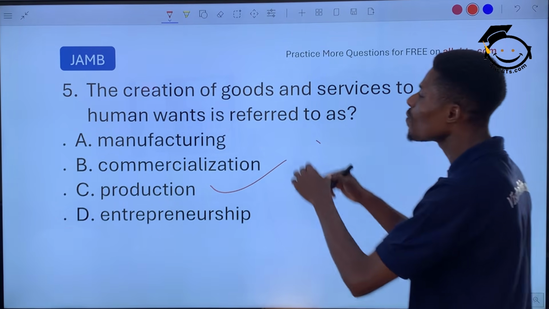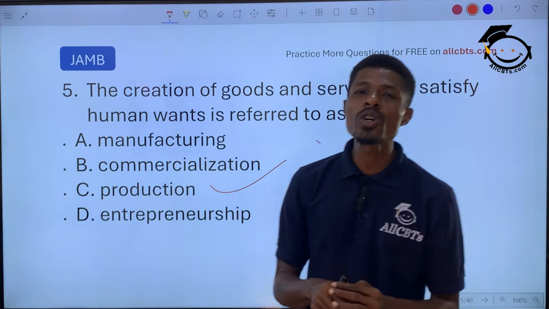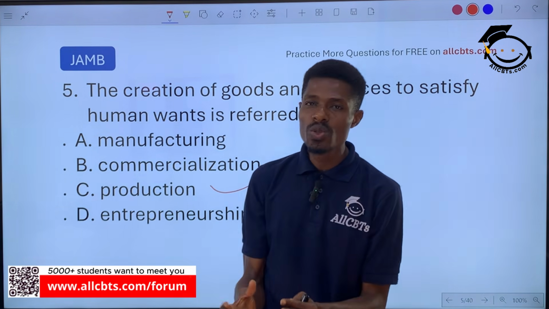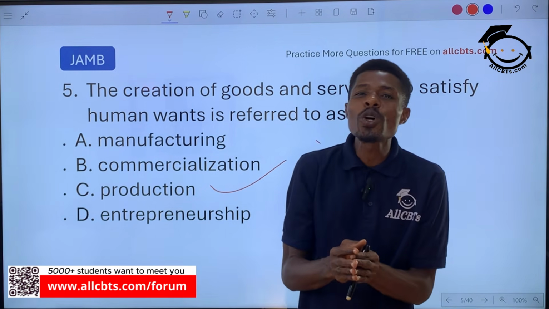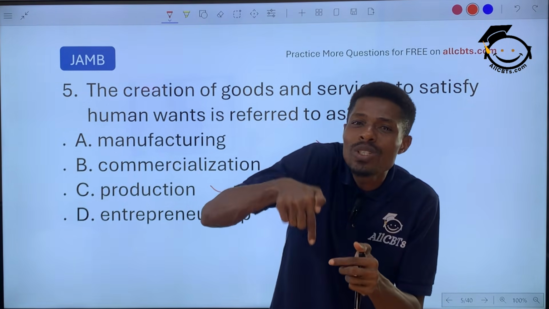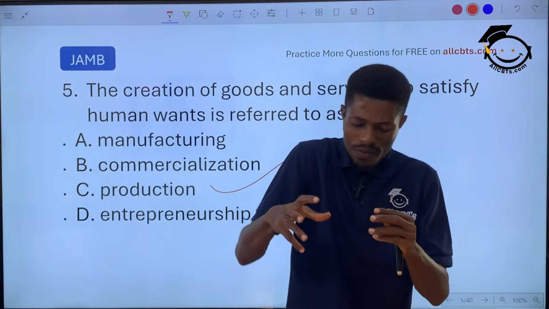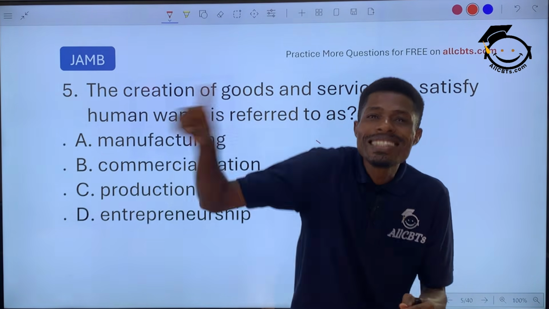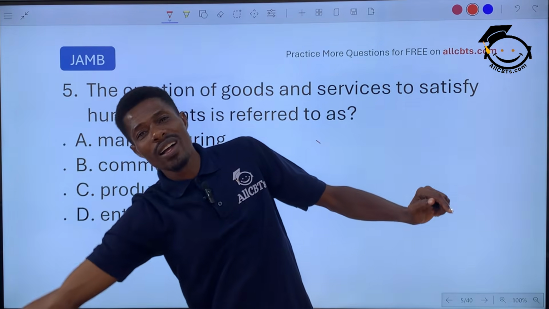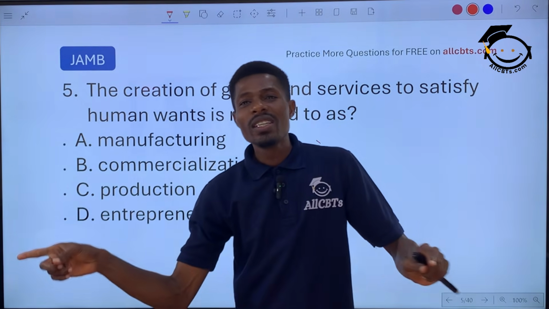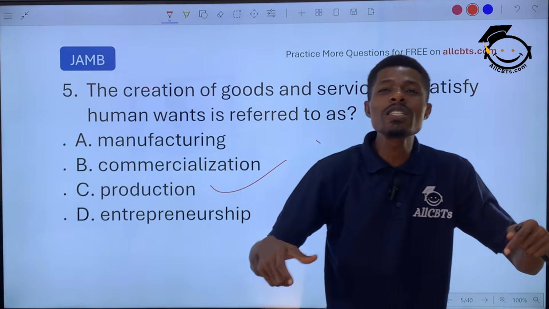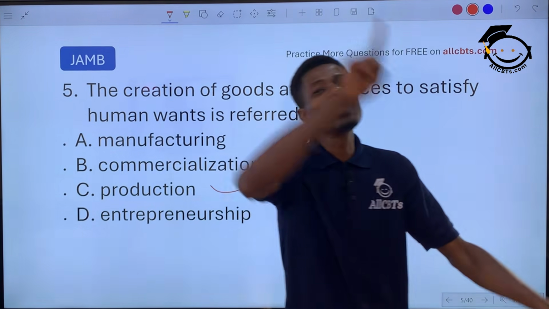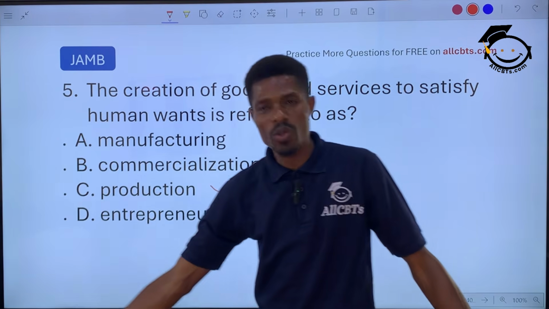Manufacturing does not cover production. Why? Production does not stop at making goods. The end of production is not the making of goods. The end of production is taking the goods that have been made or the services that have been created to the consumer or to the customer. Now, production is complete when the goods and services produced have reached the consumer or the customer.